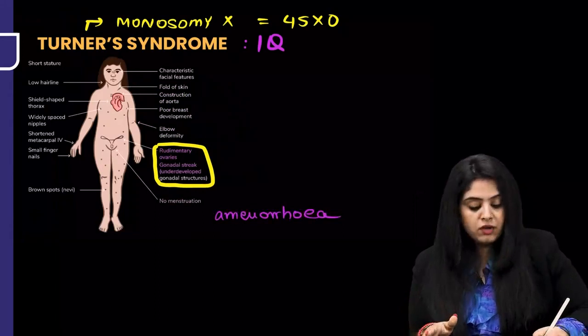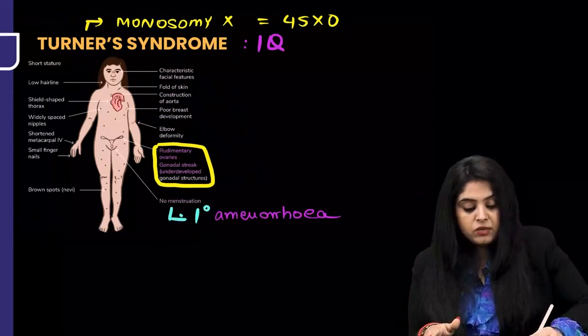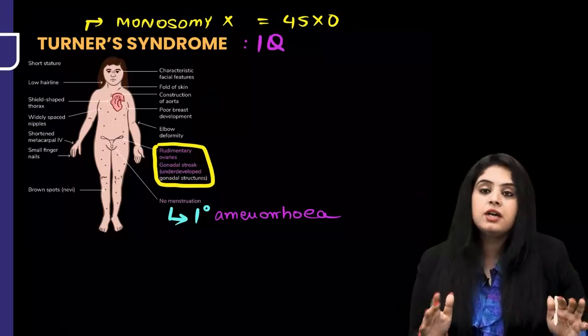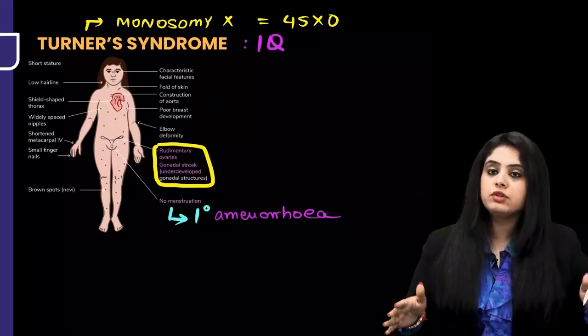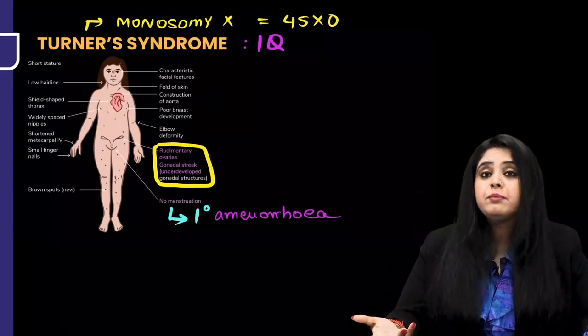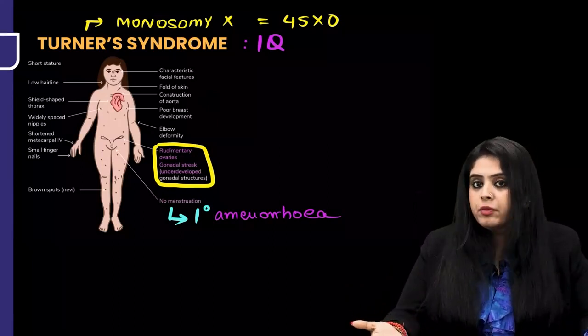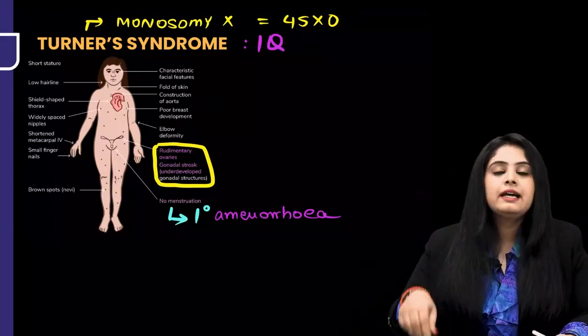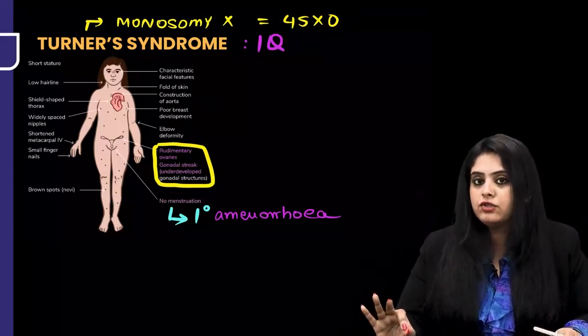These individuals are going to have primary amenorrhea. They will never commence menarche. There is never going to be any menarche, never going to be any menstruation, because they do not have proper ovaries. And why is there no proper ovary development? Because one of the X chromosomes has gone missing. That is the most striking thing in gynecology that you will see.